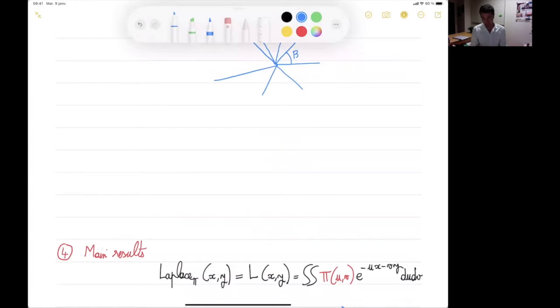So there is no difficulty here. Instead of pi of u and v, the density of my stationary distribution, I will be looking at its Laplace transform. So L, now I have two variables, x and y, and I integrate pi against this exponential function. As you know, there is an equivalence finally between knowing pi, the density, or knowing L, in the sense that if you know pi, we can try and compute L. And also we can use the reverse Laplace transform to compute pi if we know L. So a priori, we don't lose any information between the two representations.